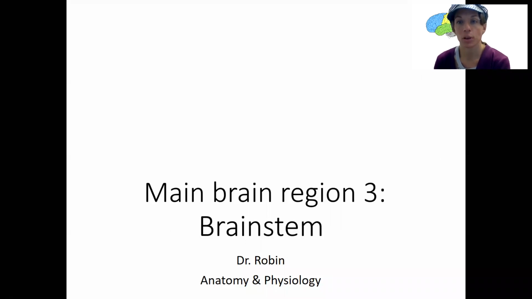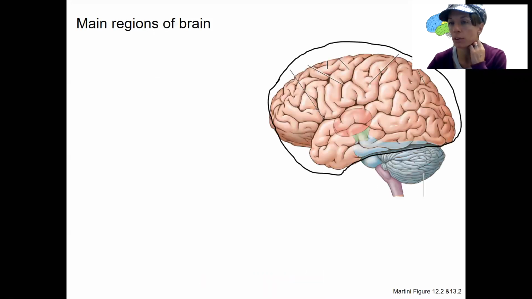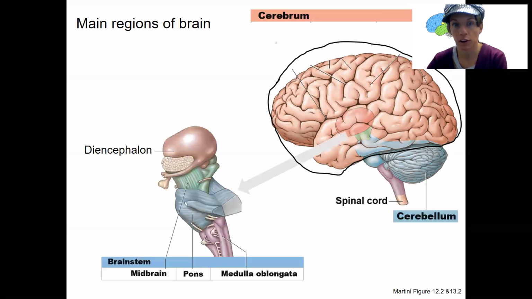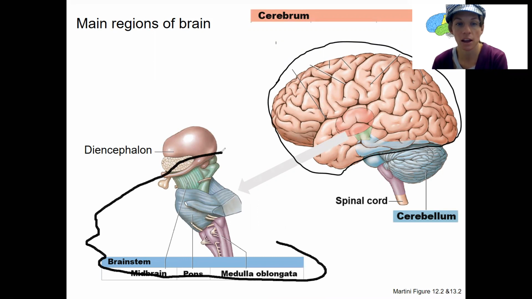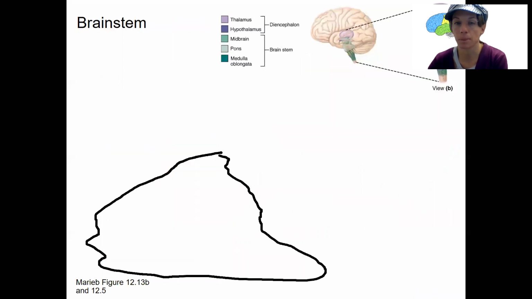Main brain region number 3 is going to be the brainstem. If you remember, we are talking about the four main regions of the brain. What are these? Here they are: the cerebrum, the cerebellum, the diencephalon, and now we're going to be talking about the brainstem, which is the midbrain, the pons, and the medulla oblongata. So let's zoom in to a view of those.